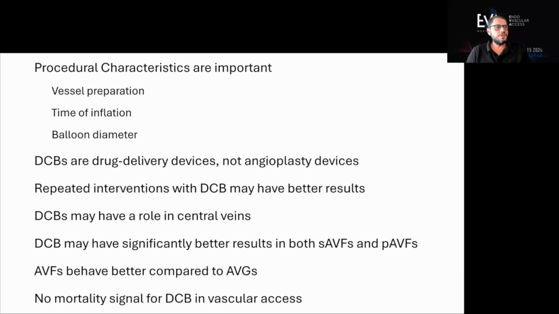Repeated interventions with drug-coated balloons may have better results. Drug-coated balloons may have their place in central veins, and they may have significantly better results both in surgical and percutaneous fistulas. Fistulas behave better than grafts, and there is no mortality signal for drug-coated balloons in vascular access.